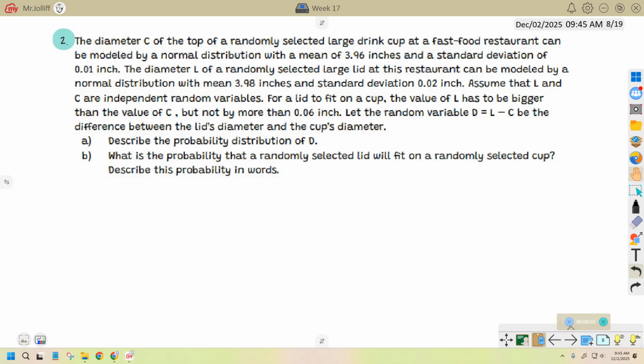Okay, so we're picking up where we left off yesterday. We're reviewing properties of the normal distribution, how to find probability or boundary values, all of that fun stuff. We're going to start with another example.